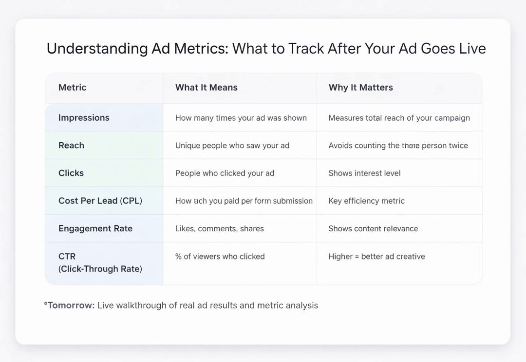Reach tells you how many unique people saw it. So if one person saw your ad 3 times, that's 3 impressions, but 1 reach. Clicks show you how many people were interested enough to click. Cost per lead is one of the most important metrics. It tells you how much you're spending for each person who fills out your form.